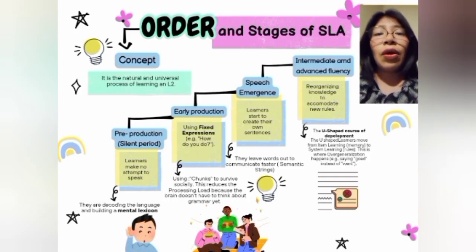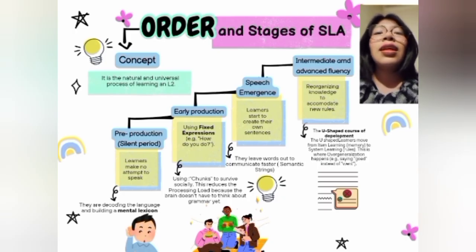As you can see on my map, we have four stages. The first one is stage one, the pre-production, also called the silent period. Here the learner is not talking, but the brain is busy doing intake processing. It is when you are absorbing sounds and building your mental lexicon. It's like when you download the software before you can use the program.